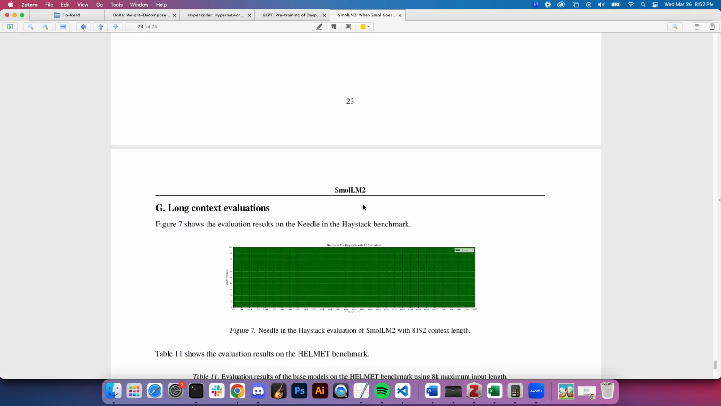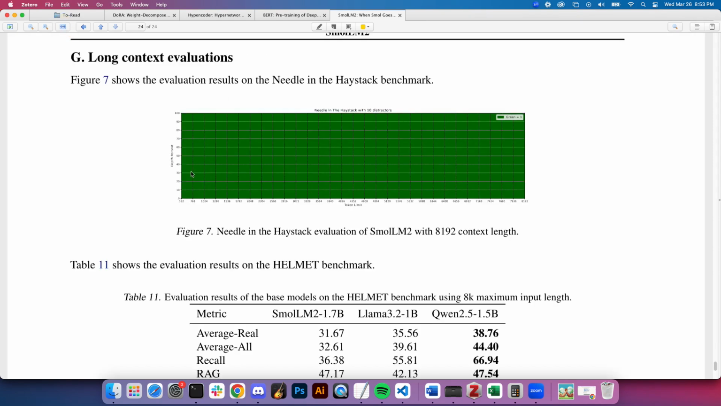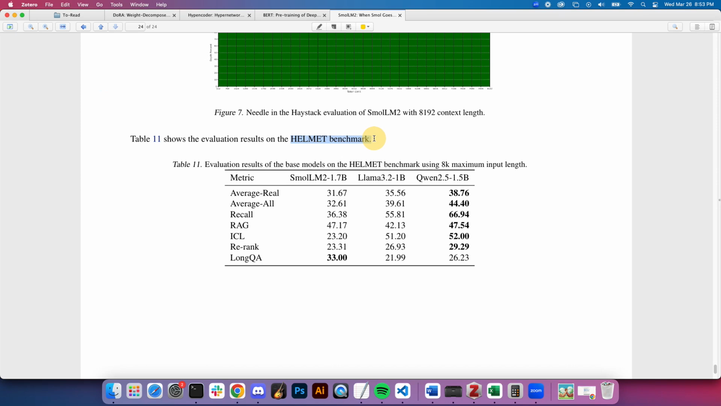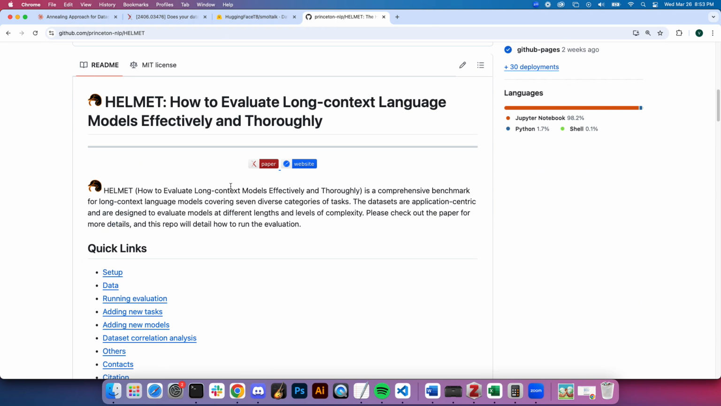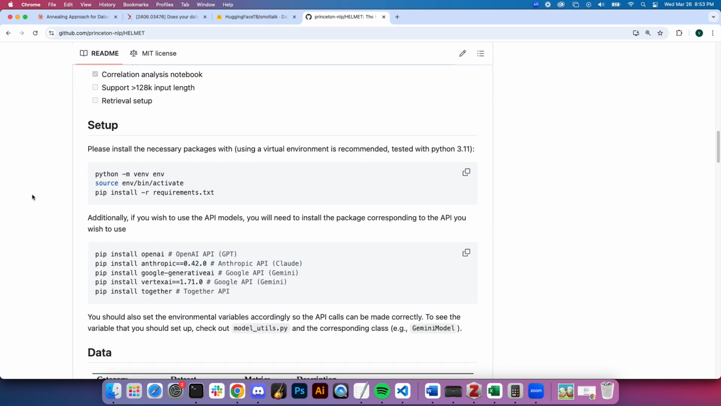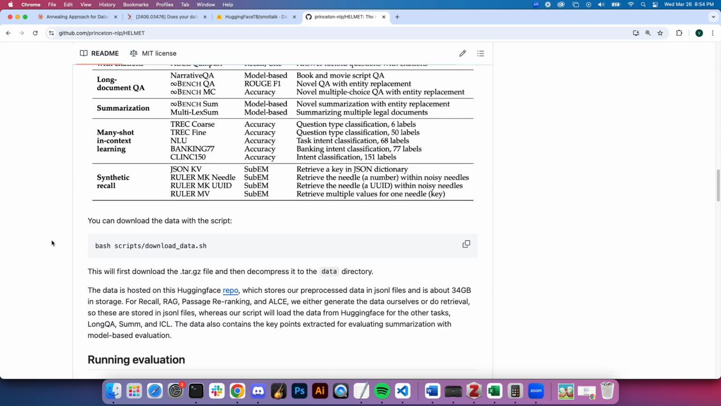And this is in contrast to instruction tuned performance, needle in a haystack evaluation. I'm not familiar with this. Yeah, not 100% sure on that. HELMET benchmark, that's interesting. What is the HELMET benchmark? It is how to evaluate long context models effectively and thoroughly. 7 diverse categories of tasks. So they have, oh I see, some RAG, re-ranking, Q&A, summarization. Interesting. Okay.